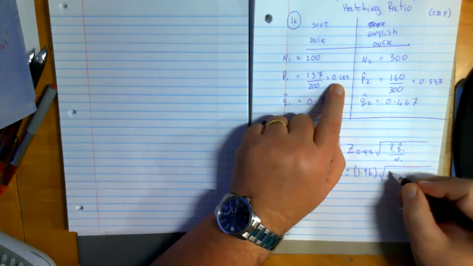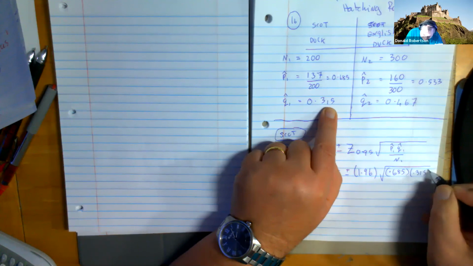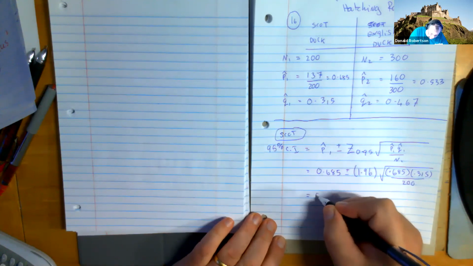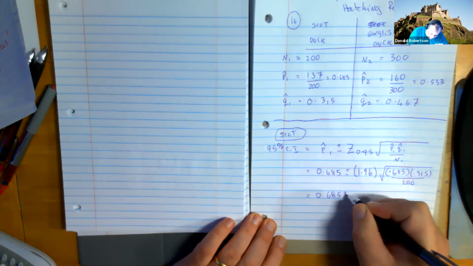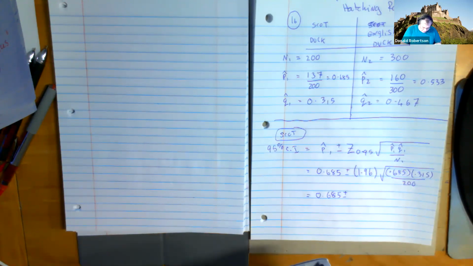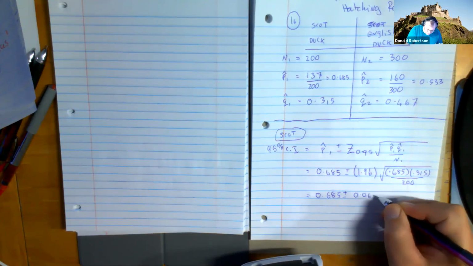P1 is this guy. Q1 is this guy. And it's divided by 200. So it's 0.685, give or take, plus or minus 1.96 times the square root of 0.685 times 0.315 divided by 200. And I am looking at 0.064.